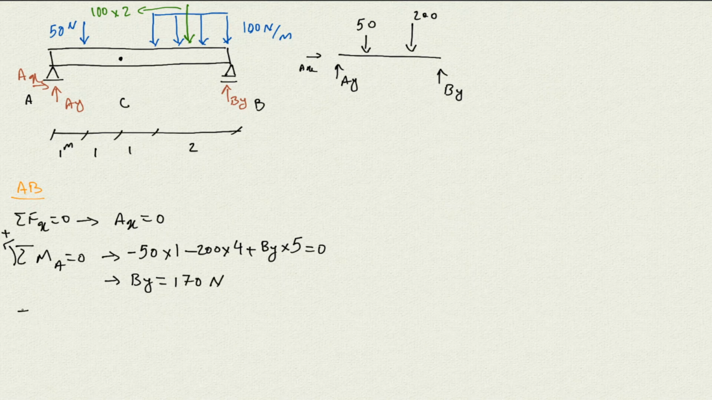And then if you write the sigma Fy is 0, then what we have is AY minus 50 minus 200 plus BY is 0, and therefore AY comes out at 80 Newton. So this is what we are going to have here. Now, okay, let me clean that free body diagram.